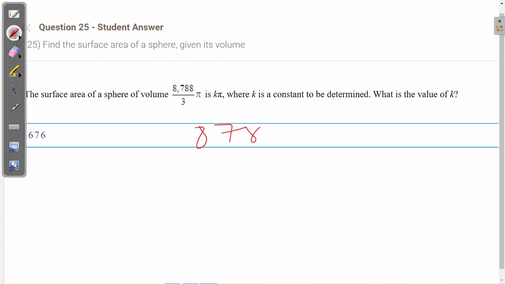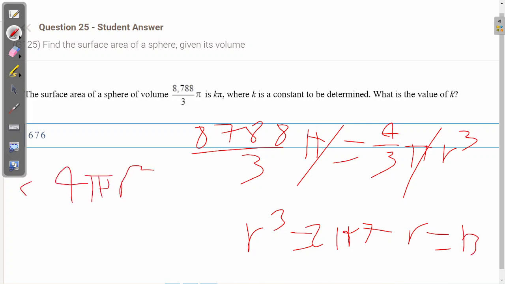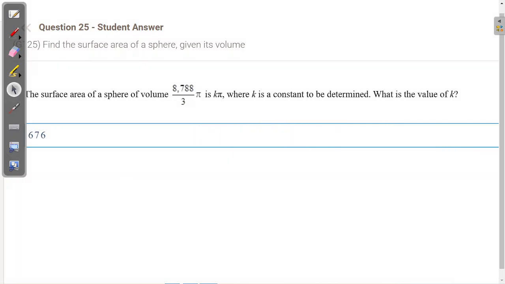So 8788 pi over 3 equals 4 over 3 pi r cubed. It will be r cubed equals 2197. The cube root of that, you'll get r equals 13. Then the surface area is 4 pi r squared. So you do 4 times 13 squared, which is 676.